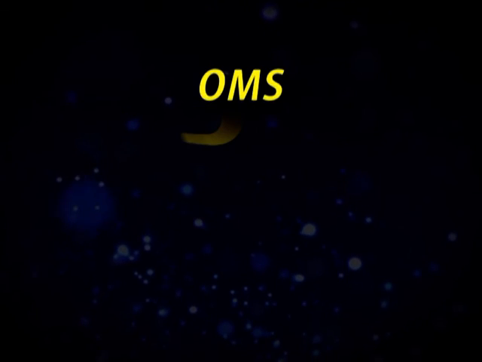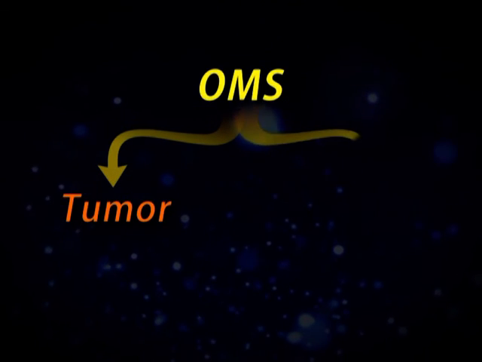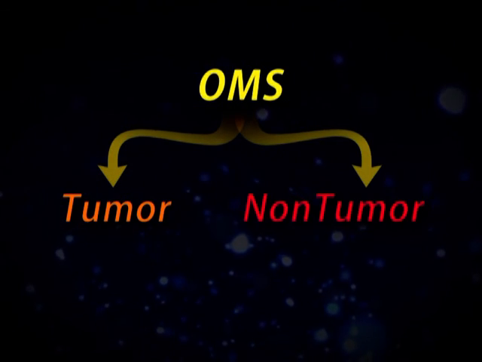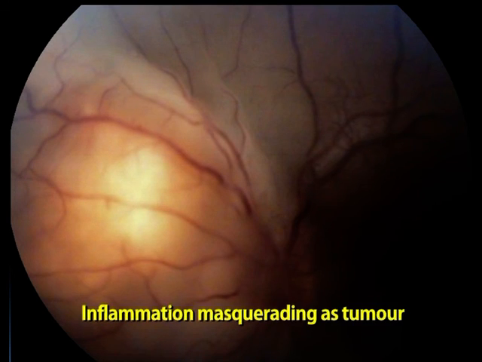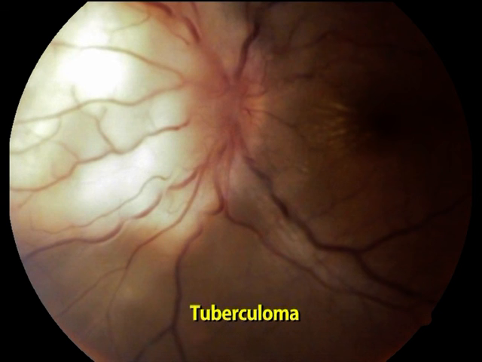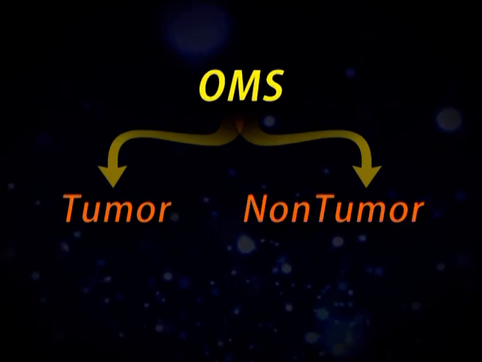Now coming back to OMS classification. Non-tumor type is another type of OMS where a true uveitis can masquerade like a tumor. Tuberculoma or sarcoid granuloma are common inflammatory conditions which can mimic a tumor. Let us see some of the non-tumor masquerades.